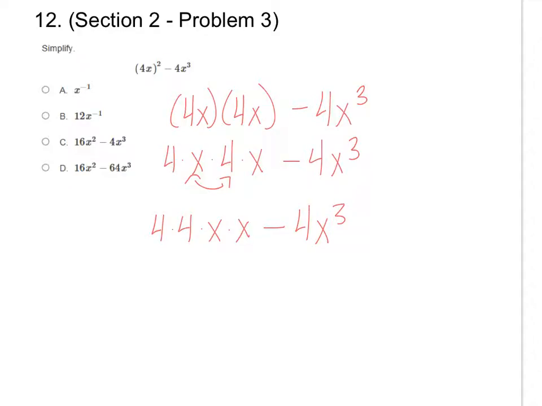Then over here I can do a little more simplifying. I can multiply the 4 times the 4, which gives me 16. And I can multiply the x times the x, which gives me x to the second power. And if you remember, the reason we get x to the second power is because the exponent of this x is a 1 and the exponent of that other x is a 1. So when you're multiplying those, they have the same base of x, and when you're multiplying x times x, you add the exponents, and that's how we get x to the second power. And then we're subtracting from that 4 times x to the third power.